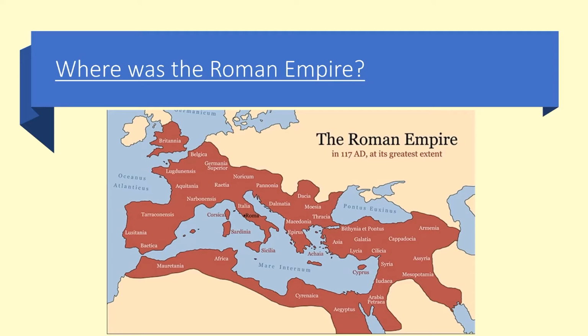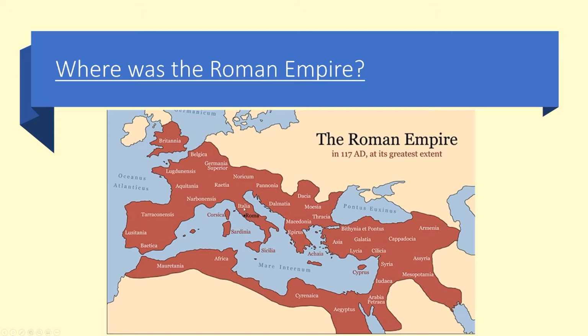Where was the Roman Empire? So on the screen you should be able to see a map of the Roman Empire in 117 AD. This is when it is at its largest. So this is Britain over here, and then down here you've got Italy. This is Rome, the city of Roma. So originally Rome was just made up of the territory around Italy and Rome. However, as time went on, the empire began to expand.